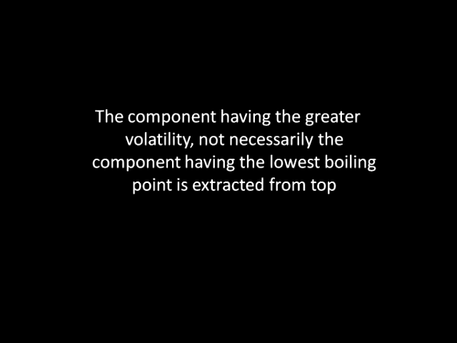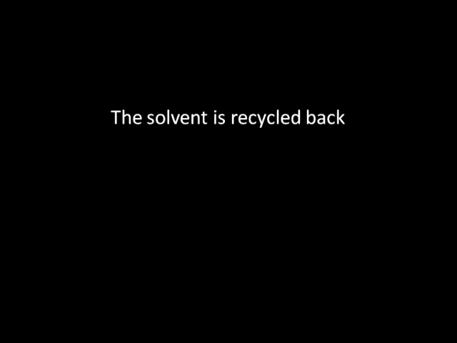In the extractive column, the component having the greater volatility, not necessarily the component having the lowest boiling point, is taken overhead as a relatively pure distillate. The other component leaves with the solvent via the column bottoms. The solvent is separated from the remaining components in a second distillation column and then recycled back to the first column.